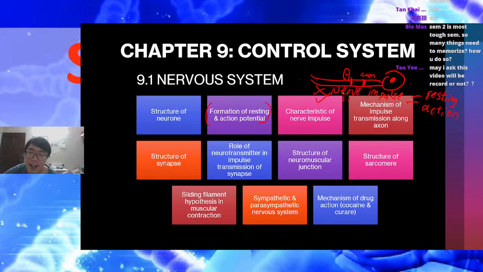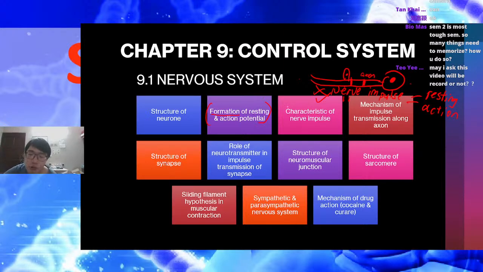Wah, senang ke? Tak ada nerve impulse, resting. Tapi dia ada mekanisme dia. Macam mana dia boleh form? Because you have to learn formation. Mekanisme formation. So, macam mana boleh form resting potential? Macam mana boleh form action potential? I just give you a clue that resting potential does not have nerve impulse, but action potential has nerve impulse. Bagi senang faham. But if you want to know the detail, you have to learn the formation.